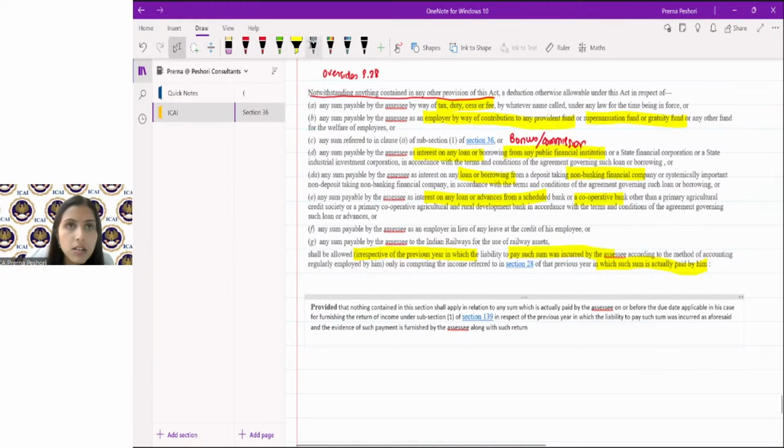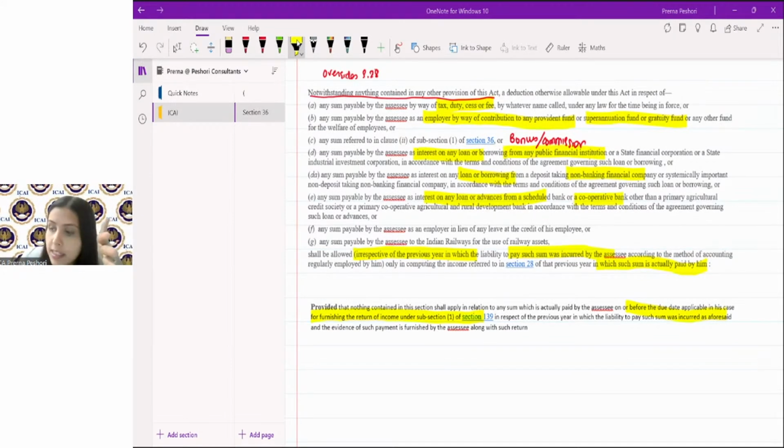So as you can see here, before furnishing the return of income under 139(1). Clear? Are we clear? Any questions? Also, where in respect of any sum which is in the nature of the interest on the borrowing, deduction is allowed in computing the income referred to in section 28 on the due basis.